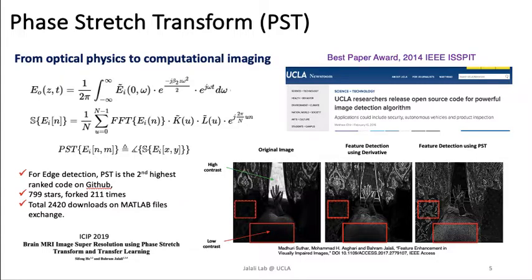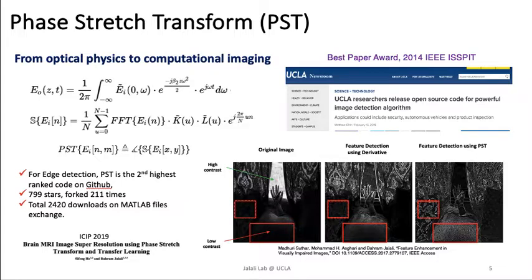And in the above equations, S is the stretch operator, and then E of X, Y is the input image, X, Y is spatial frequency variables, and then K is this warped phase kernel, which is implemented in the frequency domain. L is the localization kernel, which helps with denoising, and then PST is this operator in which we're actually grabbing the angular phase out of this processed signal.